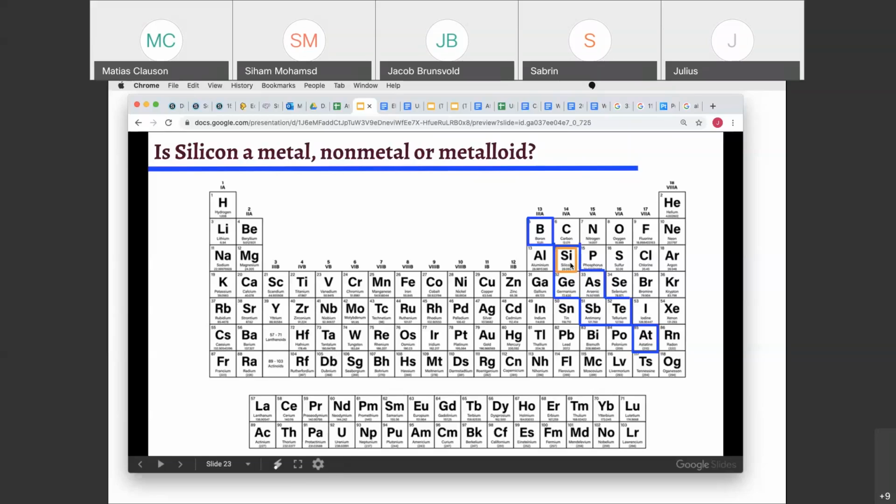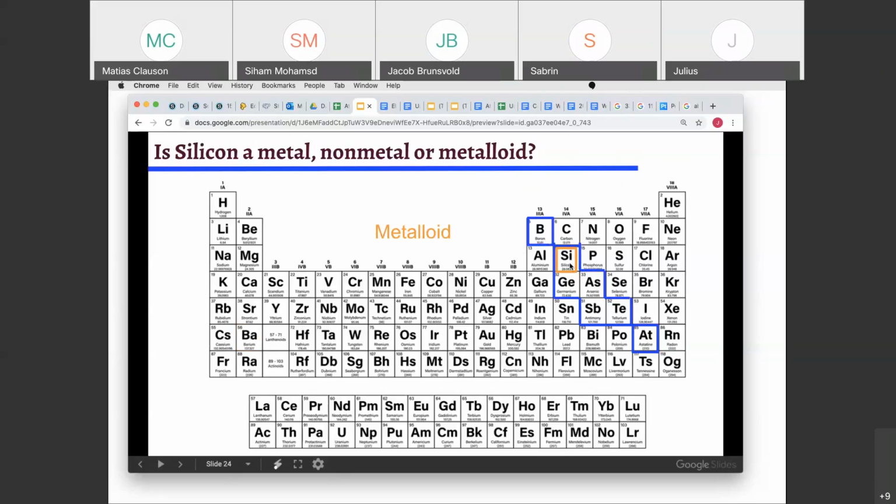So here's silicon right here. You can see silicon is in the blue group. So if you're in the blue group, you're a metalloid, right? If you're left of the blue group, like barium, that's a metal. If you're in the blue group, you're a metalloid.